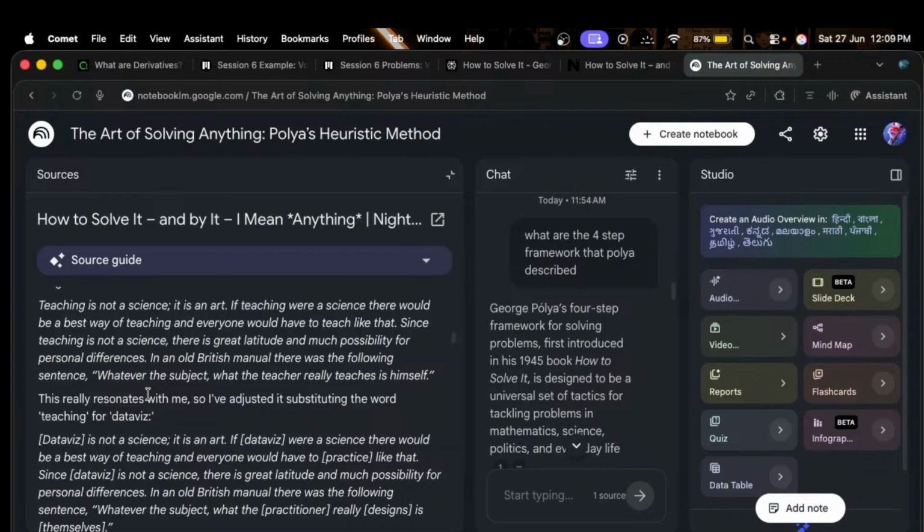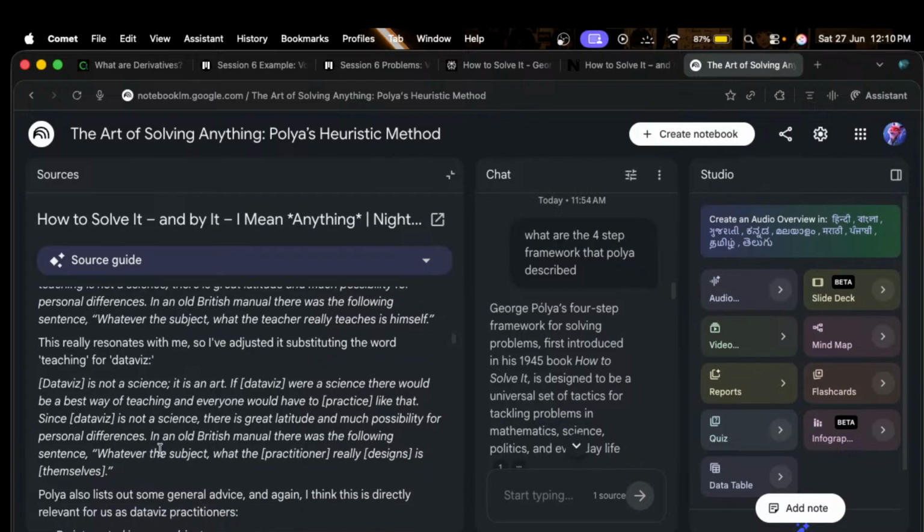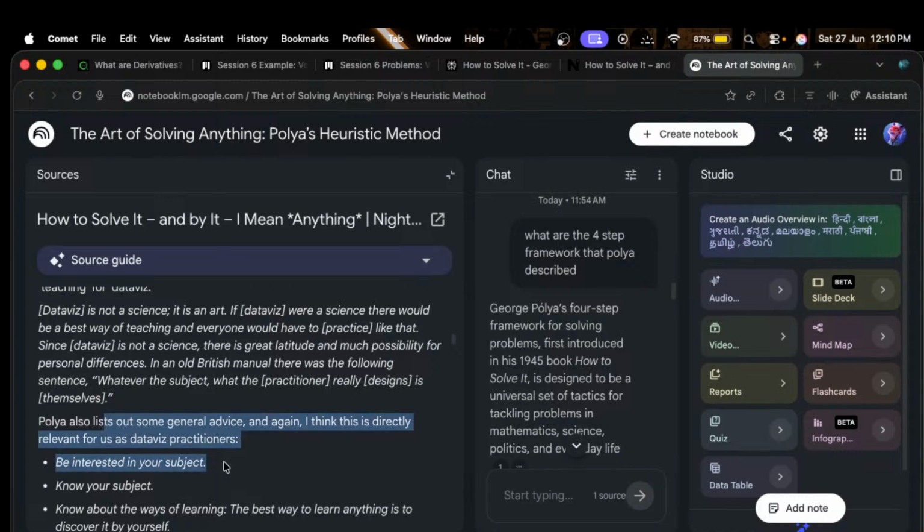This really resonates with me, so I have adjusted it, substituting the word teaching for database. Database is not a science, it is an art. If it were a science, there would be a best way of teaching, and everyone would have to practice like that. Since database is not a science, there is great latitude and much possibility for personal differences. An old British manual had the following sentence: whatever the subject, what the practitioner really designs is themselves. Okay, it also listed some gentle advice.